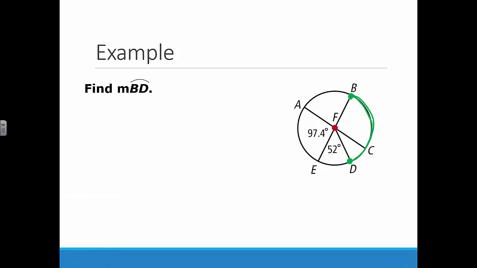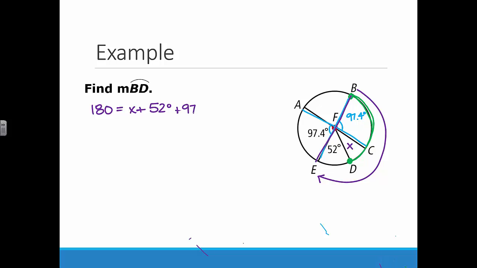First thing I notice is that these are straight lines through here. So that means these two angles have to be the same because of vertical angles. And then the next thing I notice is that this is a semicircle if we go from B all the way to E. So that means everything here has to add up to 180 degrees. So 180 has to equal whatever this is, plus the 52, plus the 97.4 that we just found. And we can find how big that is by just doing some subtraction. 180 minus 52 minus 97.4, and we end up with 30.6.